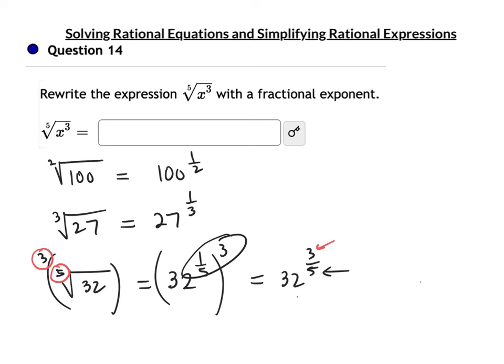In this question, the 5th root of x cubed would be x cubed to the 1/5 power, which would be x, when you multiply those, 3 times 1/5 is 3/5, x to the 3/5.